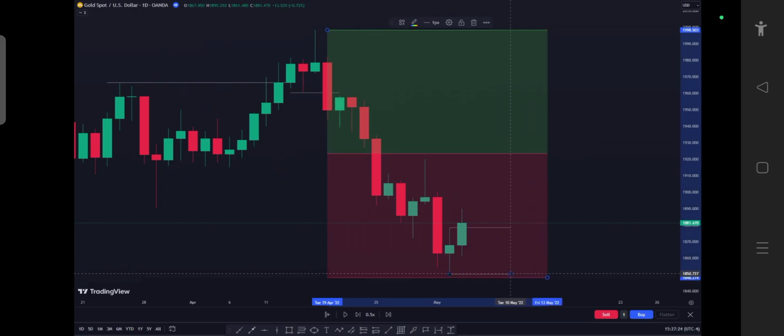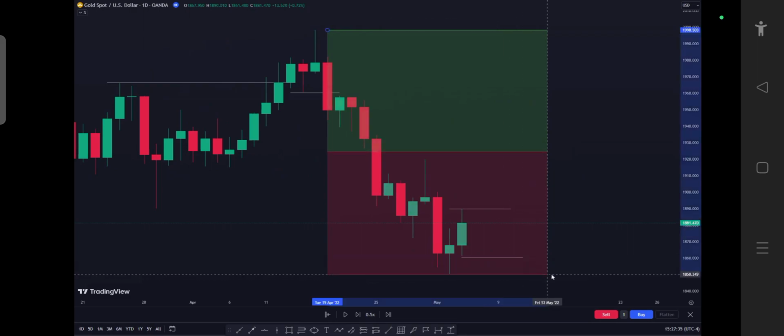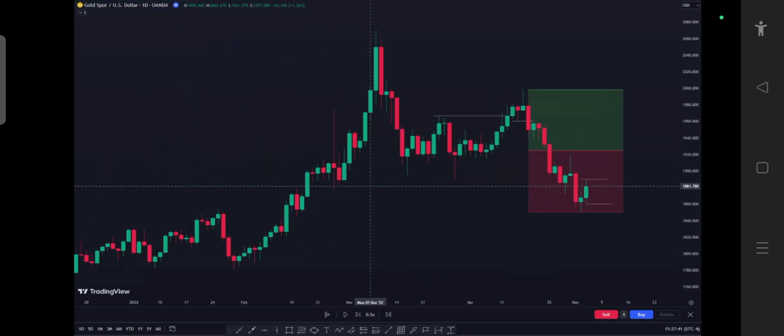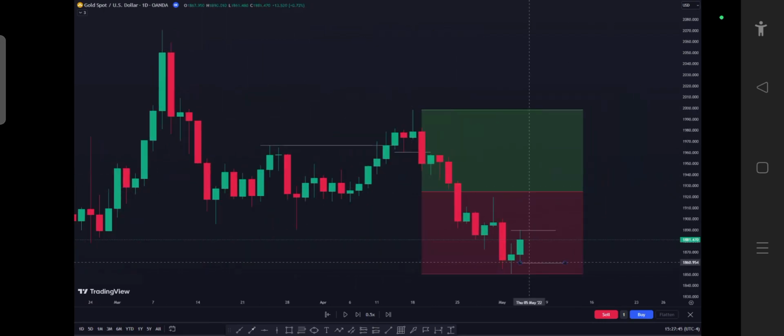But before that, let me remove this one. Place this on a high, place this on a low. Now you'll see the magic. High to low, this is our range, right? You can see this candle's low will be supported.